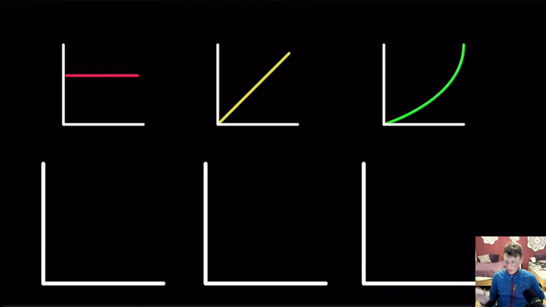Okay, so far what we've done is we've looked at velocity from the perspective of a distance over time graph. So these were the distance over time graphs. And just again, this is having no velocity. This is having a constant velocity.